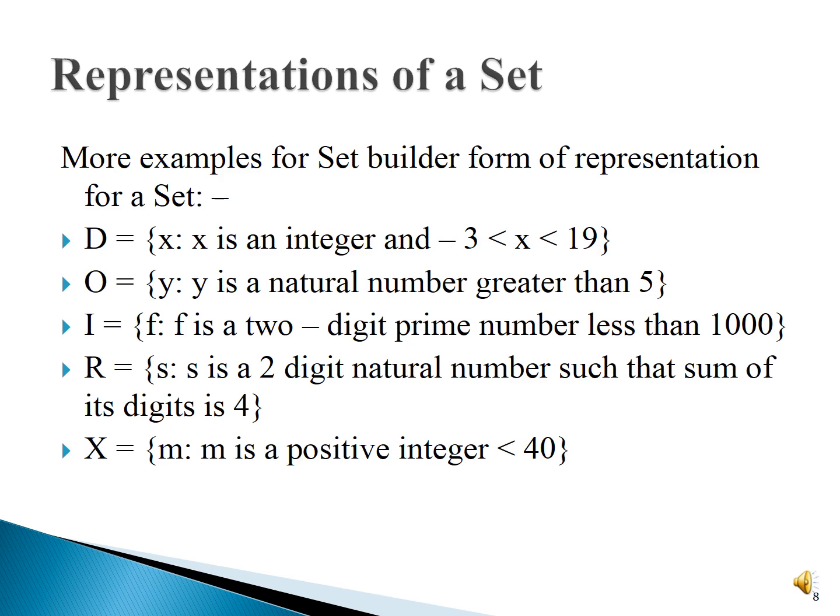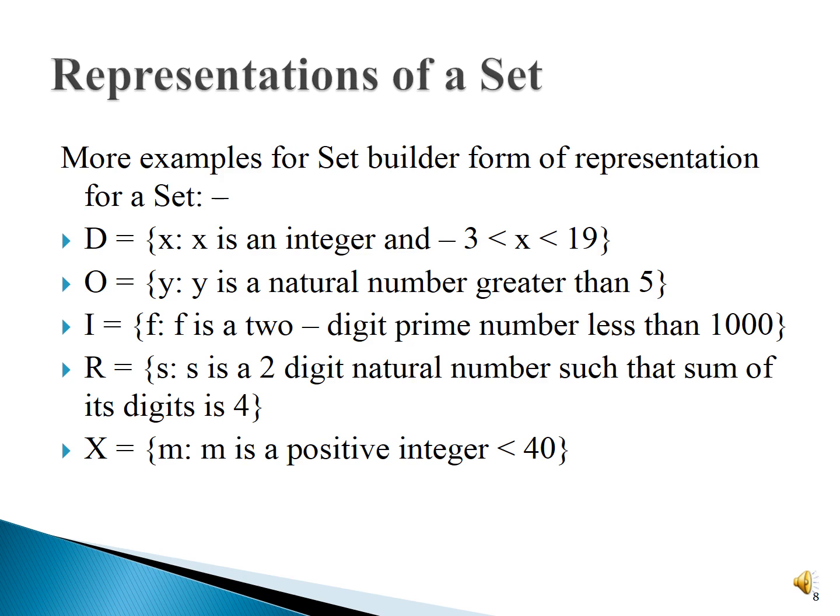Then next is I equals {f : f is a 2-digit prime number less than 1000}. So the roster form of I will contain the numbers which are prime numbers but which are less than 1000. Here we should notice that we need 2-digit prime numbers. So 2-digit prime numbers will be like 11, 13, then 17, 19 and so on, where the last number should be less than 1000.